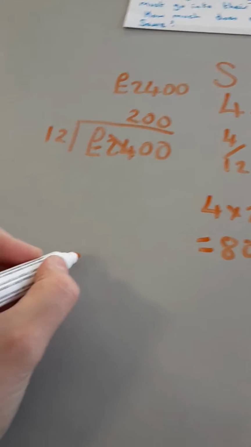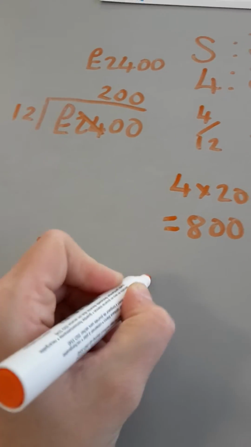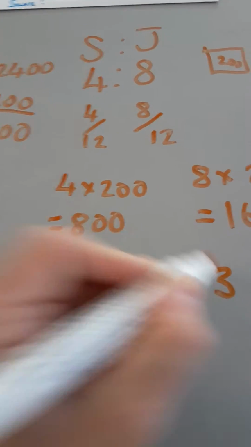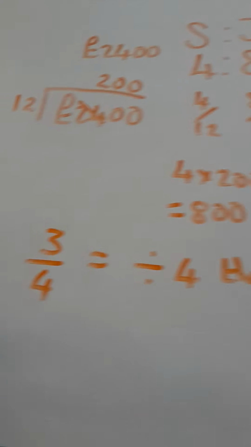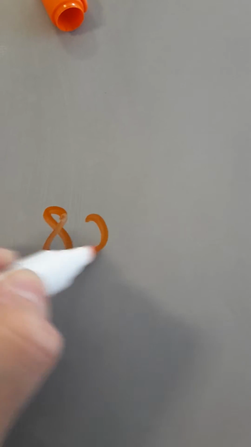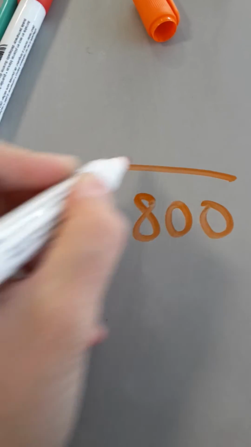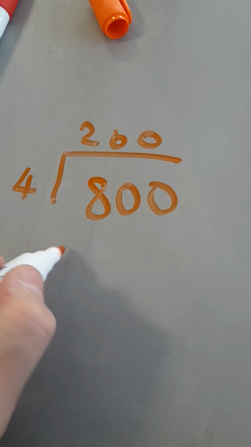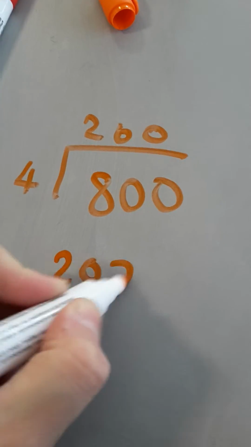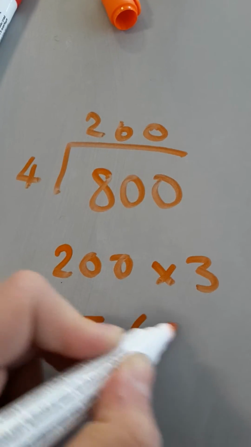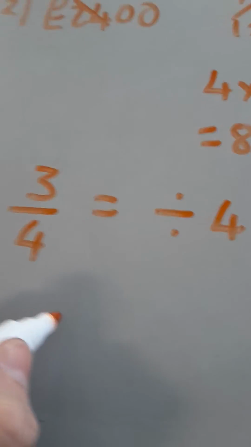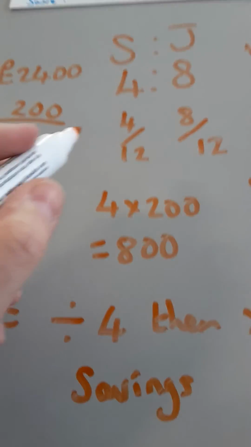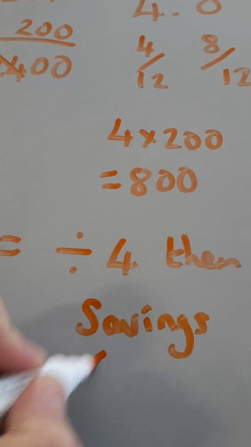So 3/4 is the same as dividing by 4 and then multiplying by 3. So 800 divided by 4 equals 200. And now we're going to times it by 3. So 200 times 3 equals 600. So now I can write that I know that savings for Sam is £600.